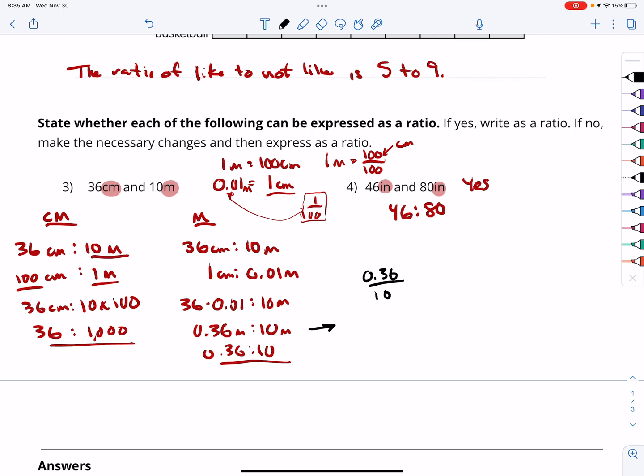So if we do that, I know I need to move this decimal point 2 places to make that 36 hundredths into a whole number. And so that means I'm multiplying it by 100. And since this is an equivalent ratio, I need to make sure I do that to both terms of my ratio, which would then turn this into 36 to 1,000. And if you notice, that is exactly what we had over on the other side when we converted to centimeters. So regardless of what your unit is, you're going to end up with the same ratio either way if you take that time to turn these decimals into whole numbers in your ratio.